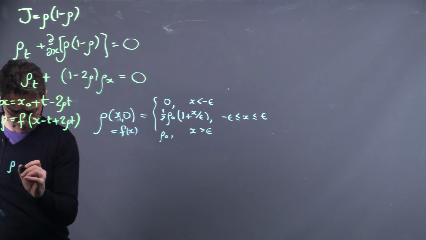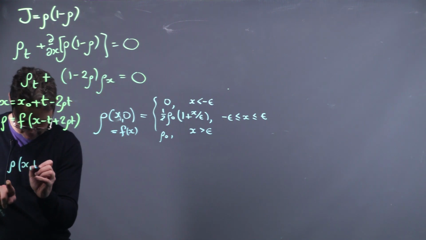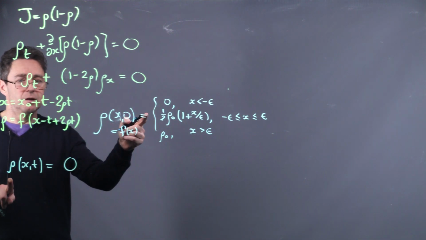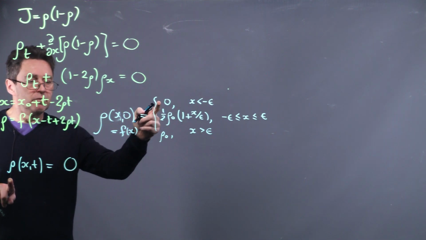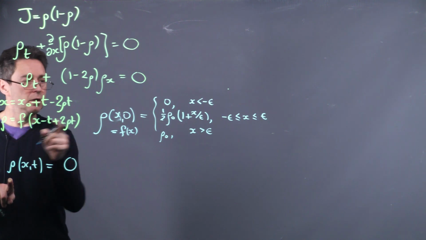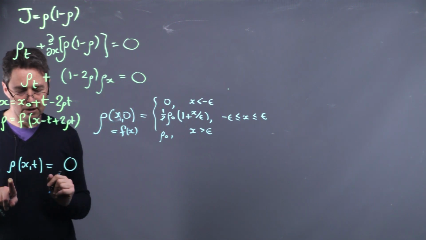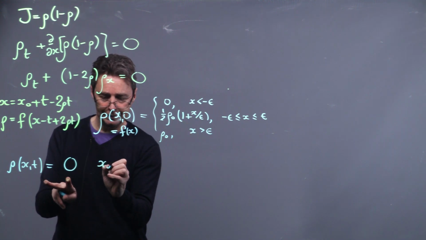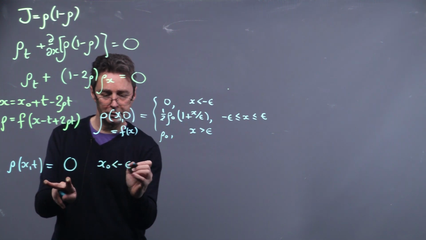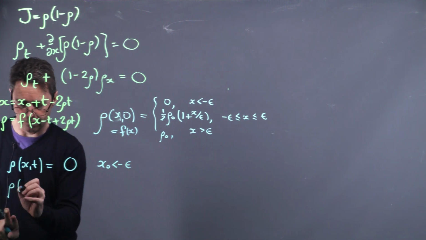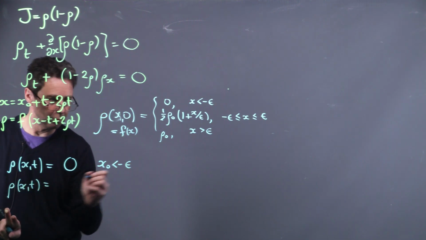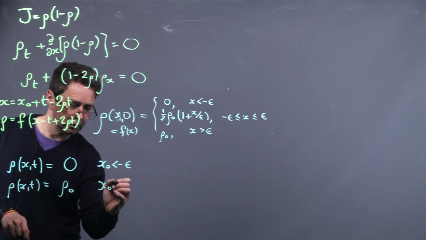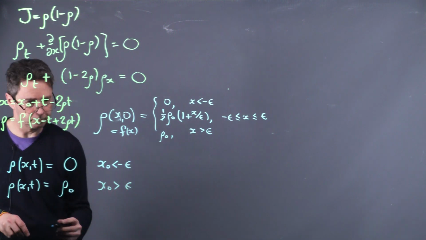Let's write things out. So rho of x and t, well, that's going to be 0, right? Nothing changes in rho, right? If f is 0, rho stays 0. So that's going to be for x0 less than minus epsilon. Rho of x and t will be rho 0, nothing changes, if x0 is bigger than epsilon.